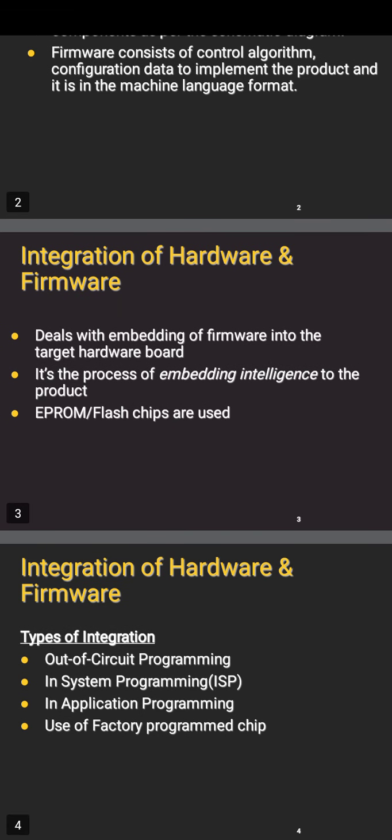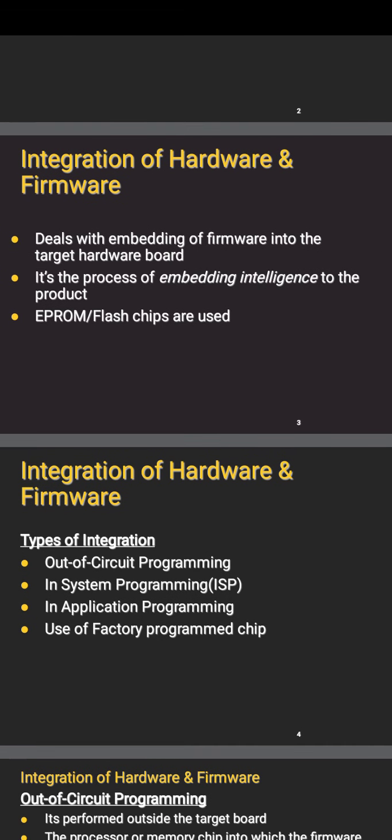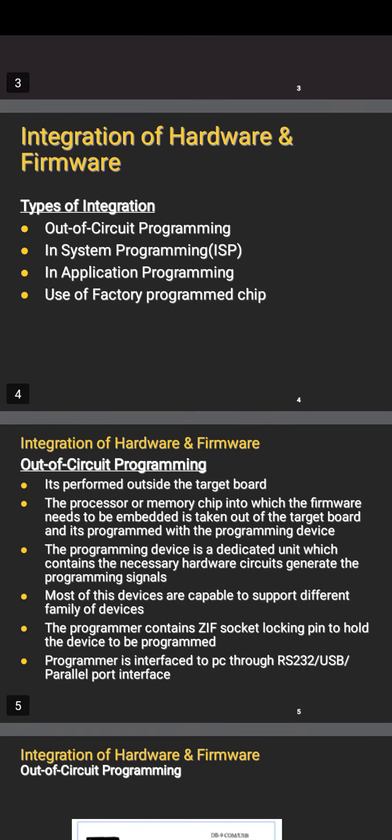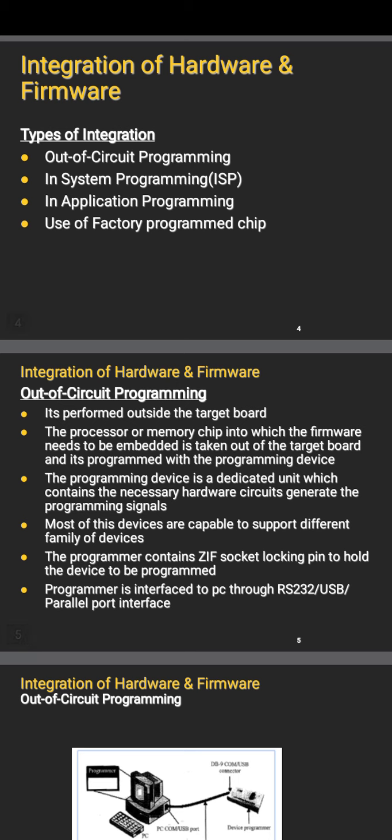Next is the types of integration. These are the four types of integration: out of circuit programming, in system programming, in application programming, and use of factory programmed chip. First is out of circuit programming. In out of circuit programming, as the name suggests itself, it is performed outside the target board. The processor, or the memory chip into which the firmware needs to be embedded, is taken out of the board, and it is programmed with the help of a programming device.